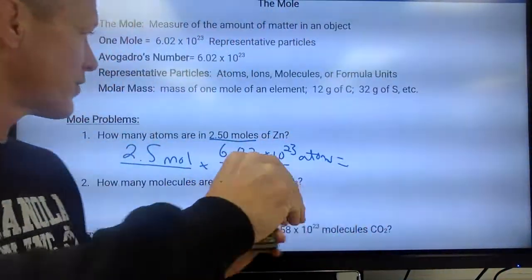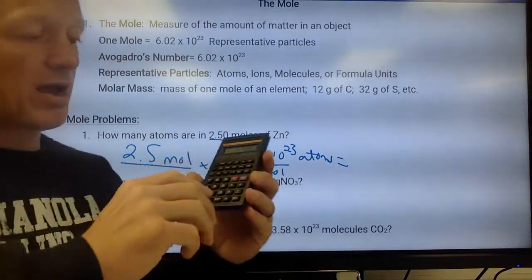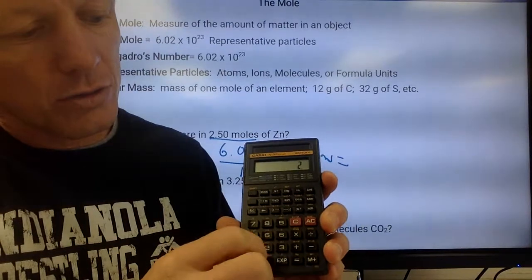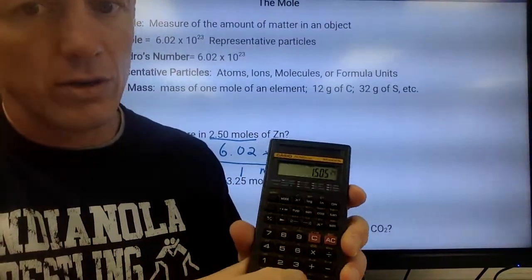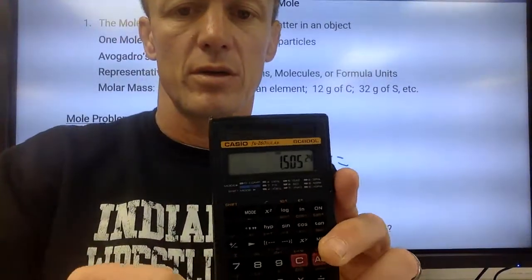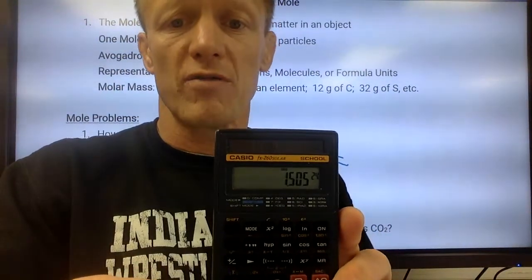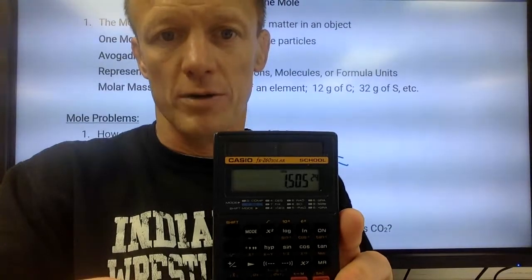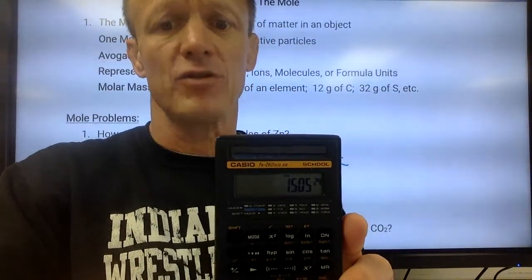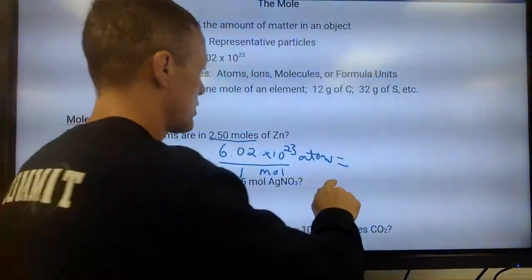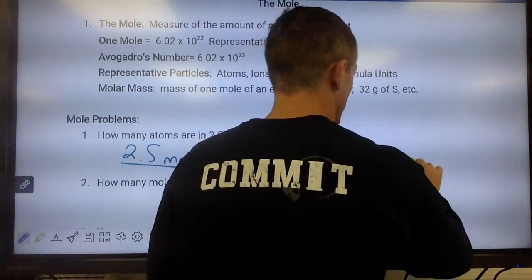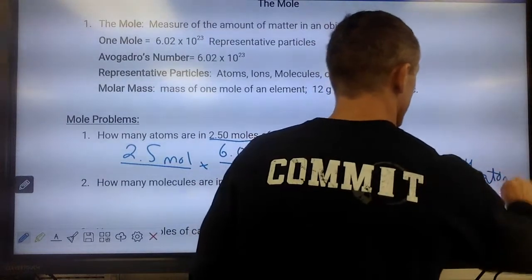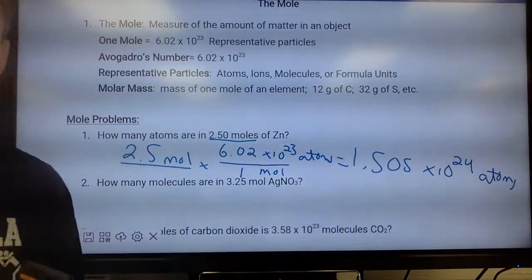That is Avogadro's number. So if I was doing this, I'm taking that times 2.5. If I push times 2.5, it gives me this answer, which means 1.505, usually just put 1 decimal place, times 10 to the 24th power. It does not mean 1.505 to the 24th power. It means 1.505 times 10 to the 24th. Huge difference there. That's a huge number.